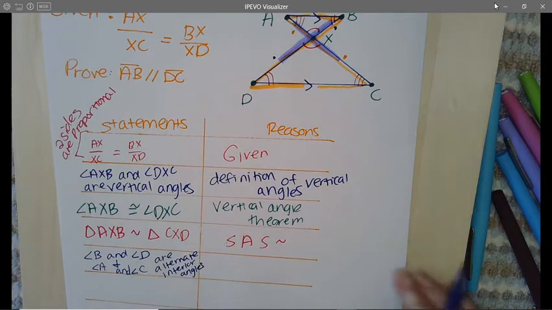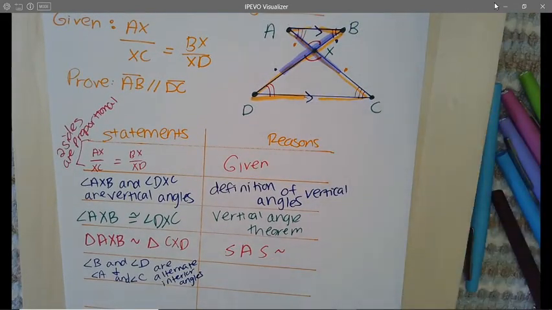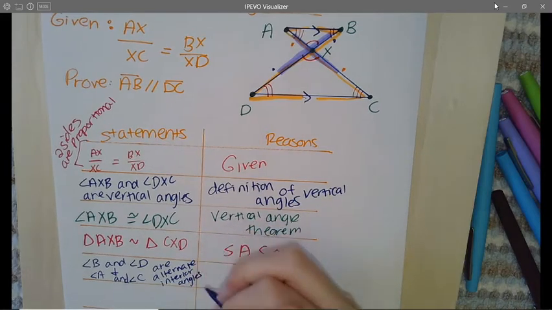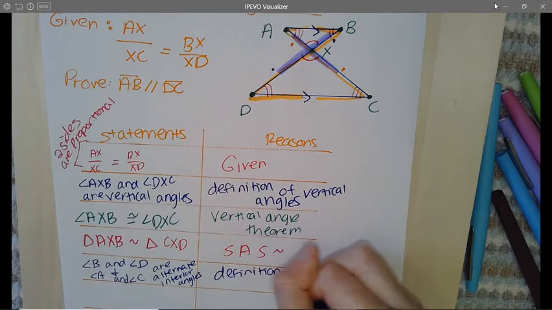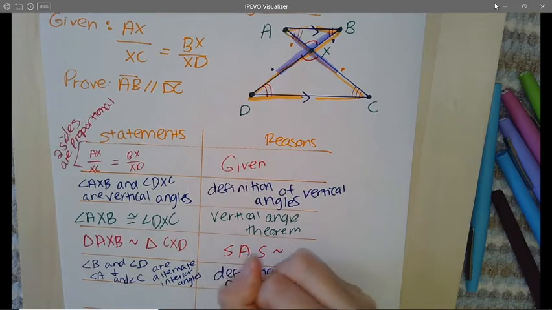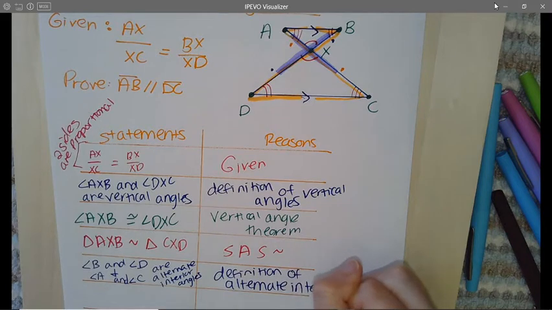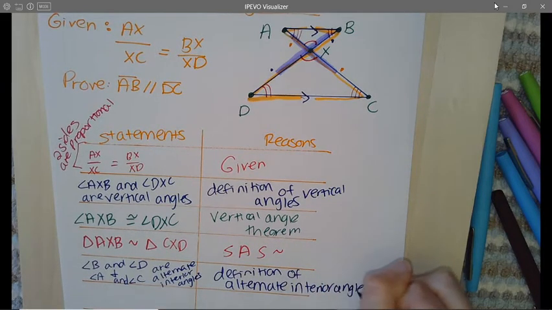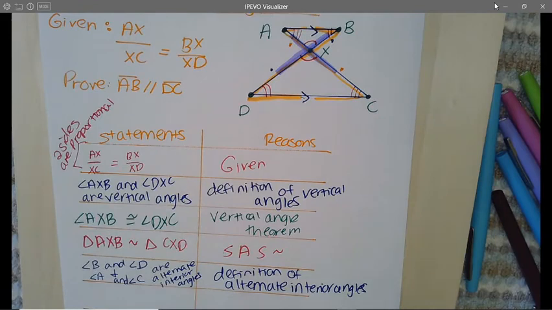And how do I know that? Well, they make the Z shape. That's what it means to be alternate interior angles. So I know this by my definition of alternate interior angles. And I already know that alternate interior angles are congruent because if triangles are similar, then their corresponding angles have to be congruent.